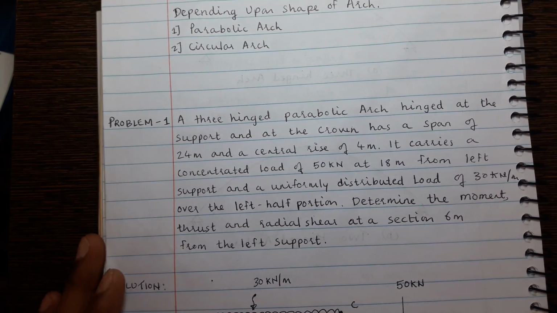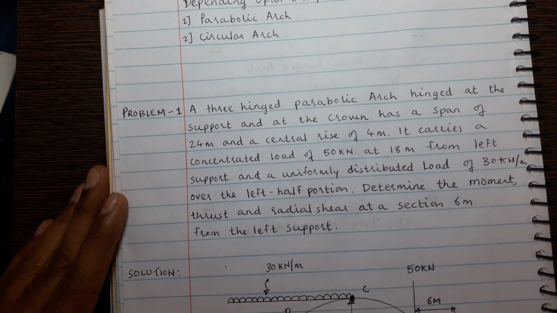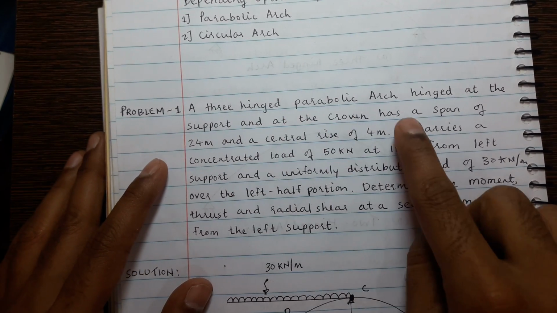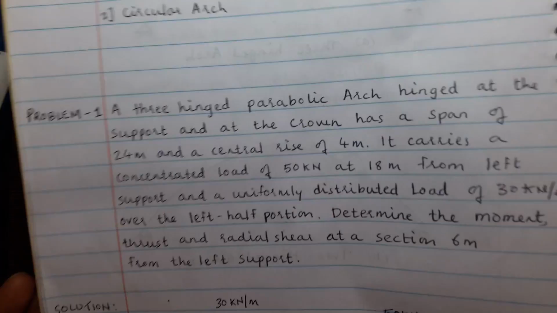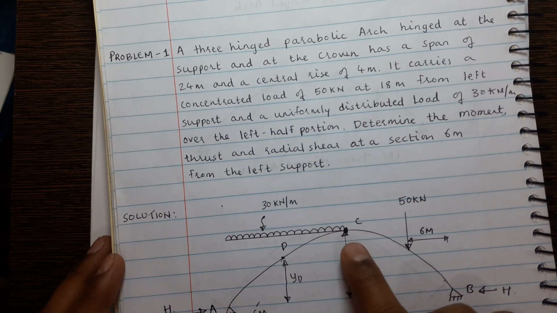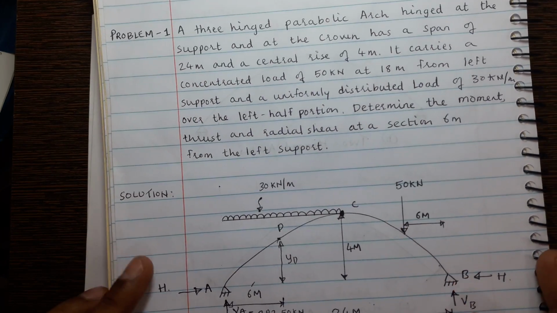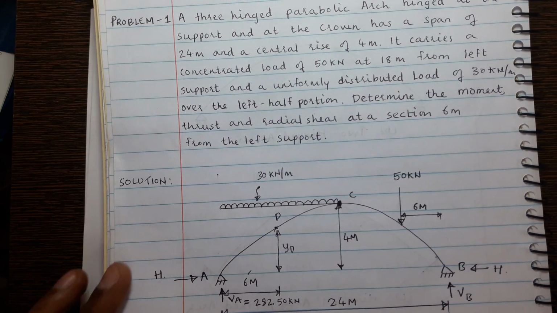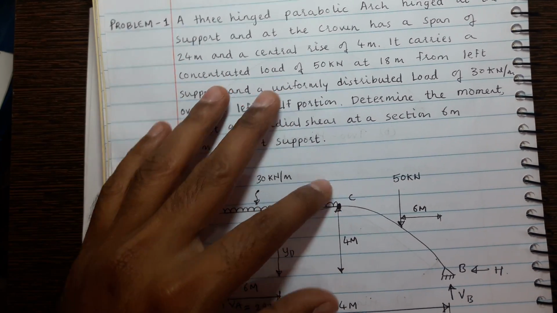So we will start with three hinged problem, analysis of three hinged problem. Here I will read out the problem for you. A three hinged parabolic arch, hinged at the support, means hinged at the support at either side, and the third hinge is provided at the crown. It has a span of 24 meter and a central rise of 4 meter. The central rise H here is 4 meter.